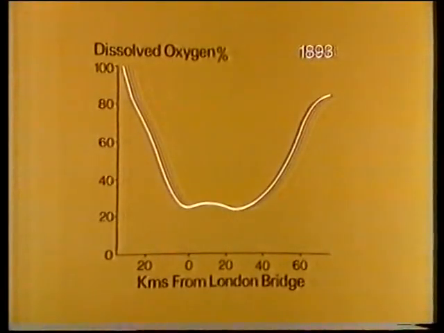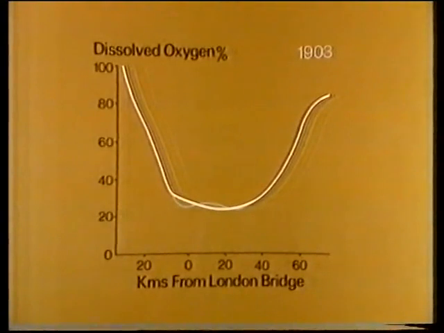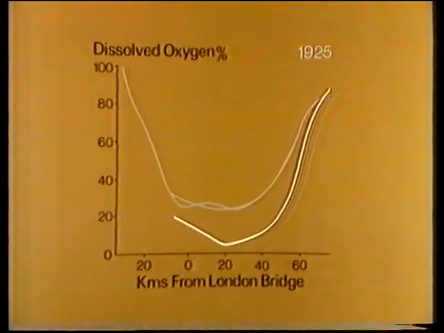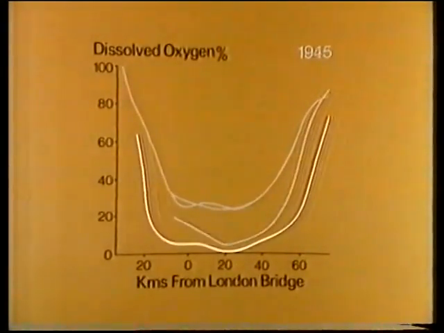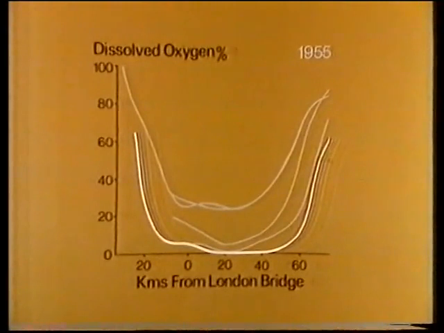The earliest measurements were taken in the 19th century. Here's a plot of oxygen concentration against distance from London Bridge. As the years passed, conditions worsened. The worst part of the river was always about 20 kilometres downstream. The 1950s were a crisis period. With no oxygen, the river was dead.